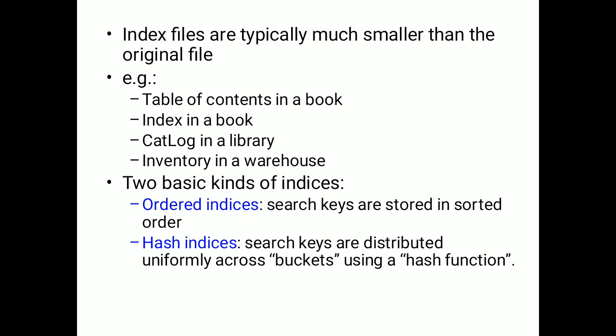There are two basic types of indices. First is ordered indices and second is hash indices. Ordered indices, as the name suggests, are indices in which the search keys are stored in sorted order. So, in ordered indices, all the search keys are stored in sorted order, like the index at the back side of the book.